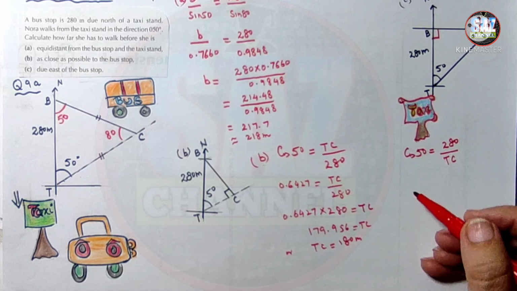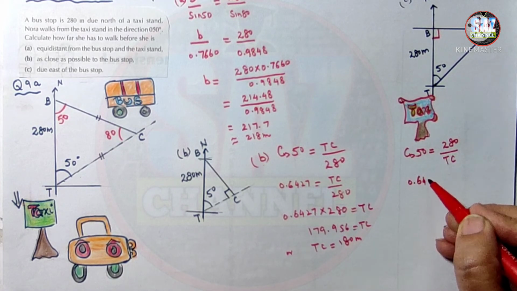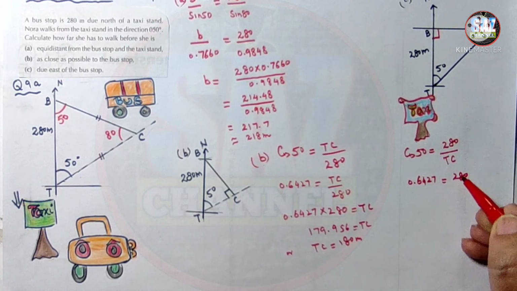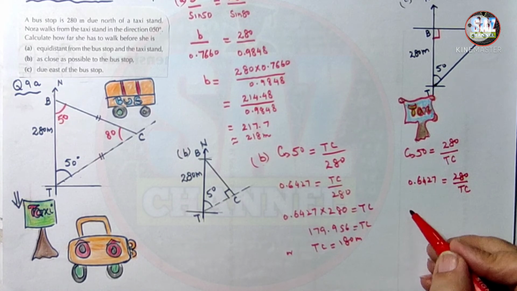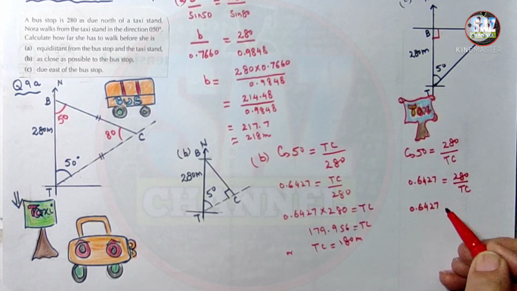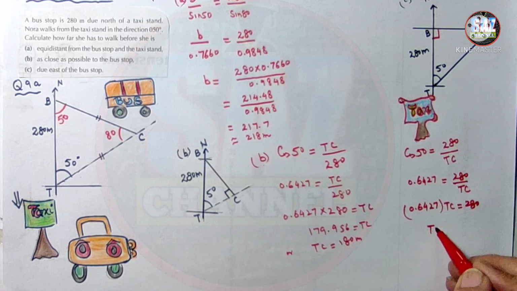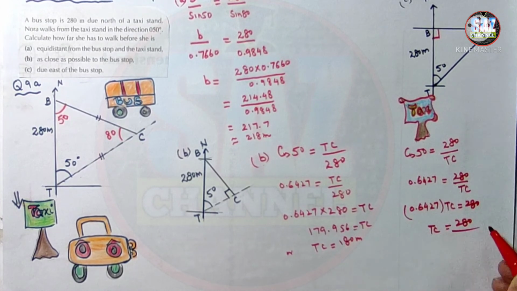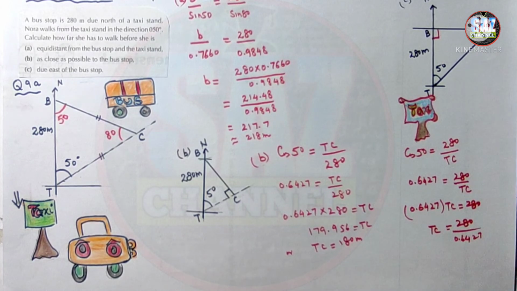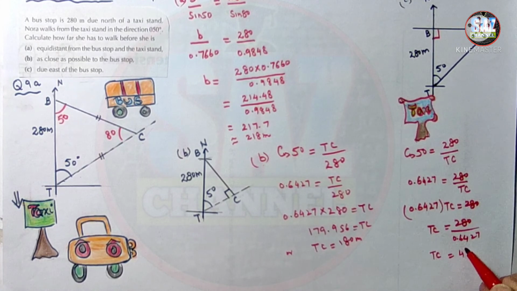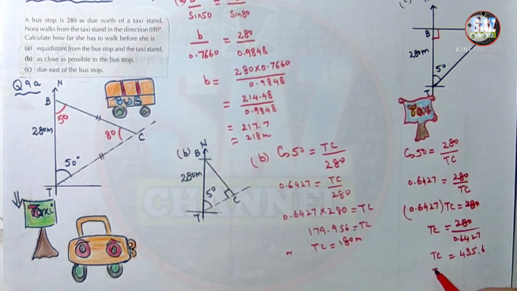Cos 50 is 0.6427, that we have already calculated. 0.6427 equals 280 divided by TC. TC goes to that side: 0.6427 multiplied by TC equals 280, or TC equals 280 divided by 0.6427. This gives me 435.6, or approximately 436 to the nearest 3 significant figures, 436 meters.